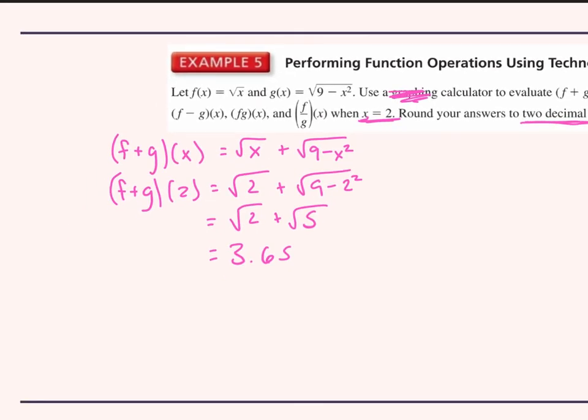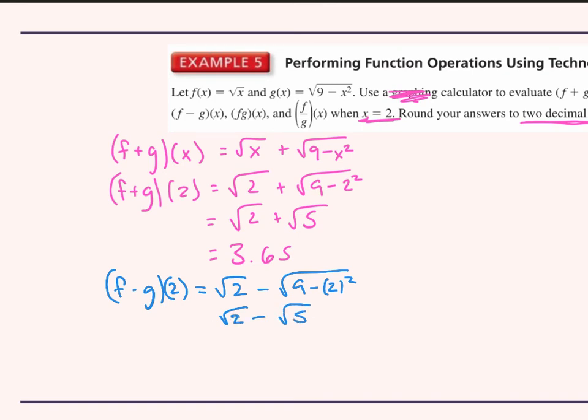Next, we need to find f minus g of 2. So we just subtract our two functions and plug in 2. So we have the square root of 2 minus the square root of 9 minus 2 squared. So this is the square root of 2 minus the square root of 5. What do we get? Negative 0.82. Awesome.